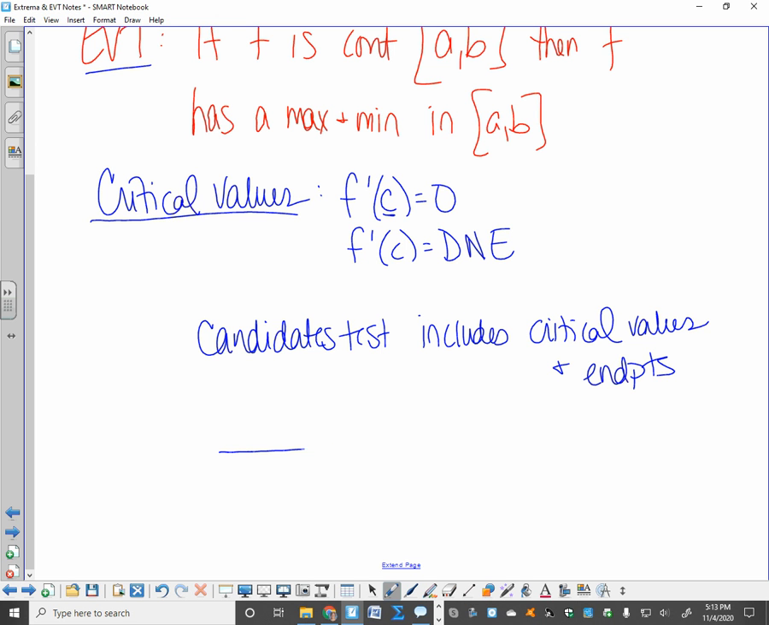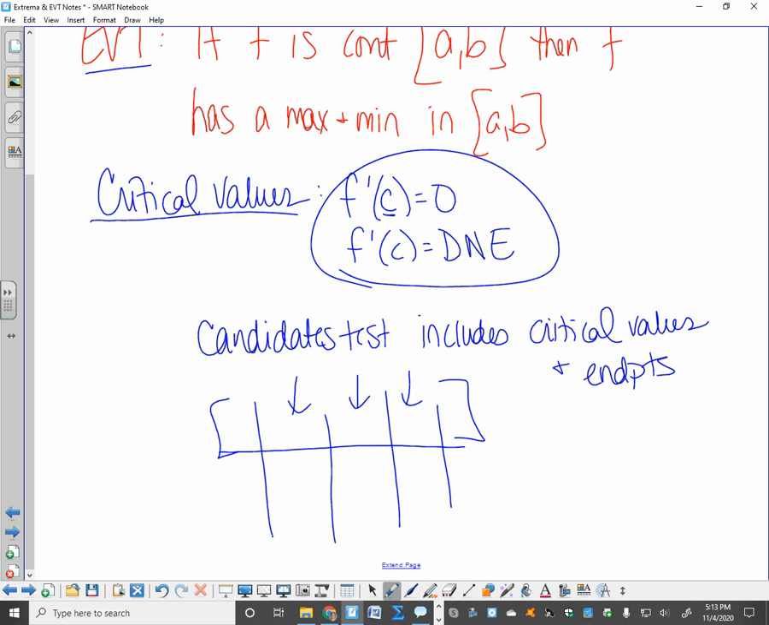So when you do your candidates test, you have your endpoint here and your endpoint here, and then all those guys go in there where the arrows are. Plug those numbers into the original function to get their y values, and then you pick the biggest and the smallest, and that's what's guaranteed by the EVT. So hopefully this page helps kind of summarize everything and wrap it up nice and put a bow on it for you.